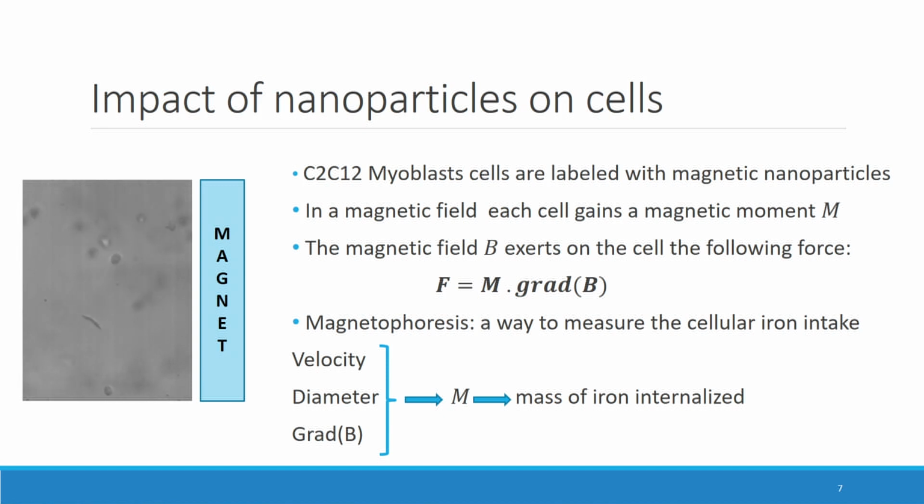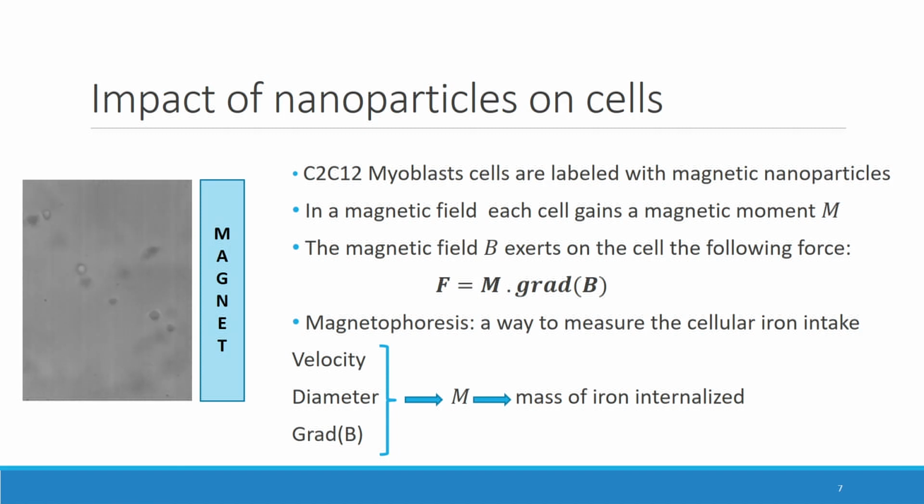The reason why these cells get attracted by the magnet is of course because of the magnetic nanoparticles, because of these particles, each cell in the presence of a magnetic field becomes a magnetic dipole that gains a magnetic moment in the direction of the magnetic field lines. And thanks to this magnetic moment, a magnetic field can apply a force that is proportionate to both the magnetic moment and the gradient of the field.